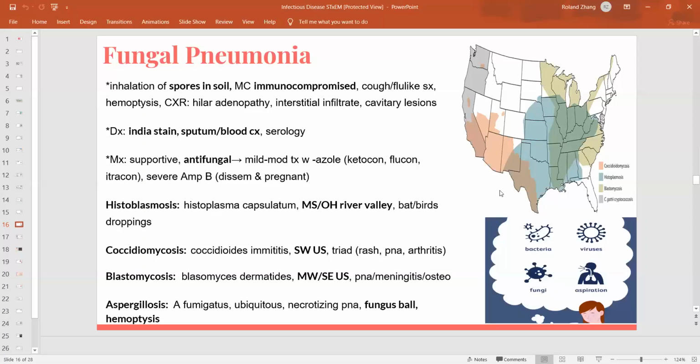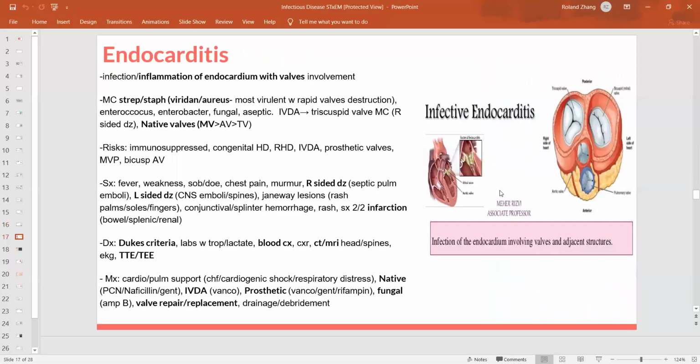What you see on CAT scan is a fungus ball, and oftentimes the patient will have hemoptysis. You definitely need to be aggressively treating this because people will die from it. Next slide. Endocarditis. It's a pretty bad infection of the endocardium with valve involvement. The most common would be your strep and staph, which is the skin flora, Strep viridans and Staph aureus. Other bacteria that you'll see too is Enterococcus, and the not so common is fungal.